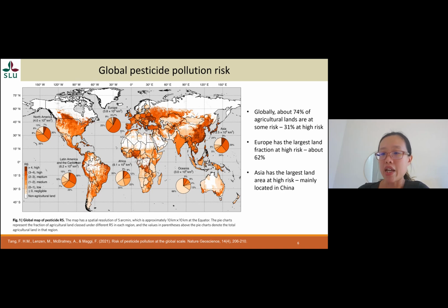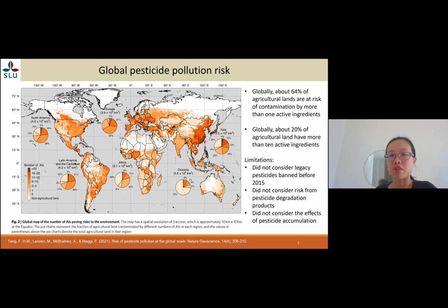And whereas Asia has the largest land surface area at risk, it is mainly located in China. And because when different active ingredients are present together in the same medium, they can have synergistic negative impacts on non-target organisms, it is also important for us to know the number of active ingredients posing risk in each of these locations. So we calculated the number of active ingredients posing risk to the environment.